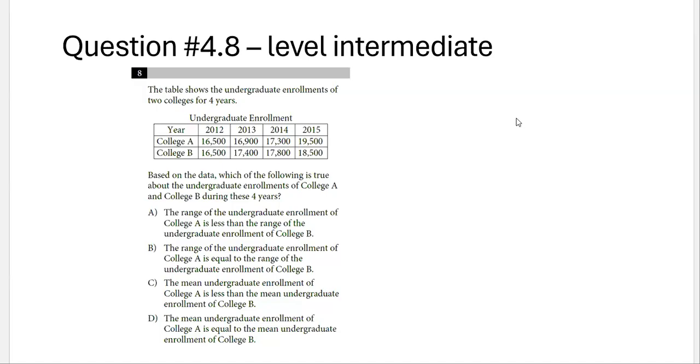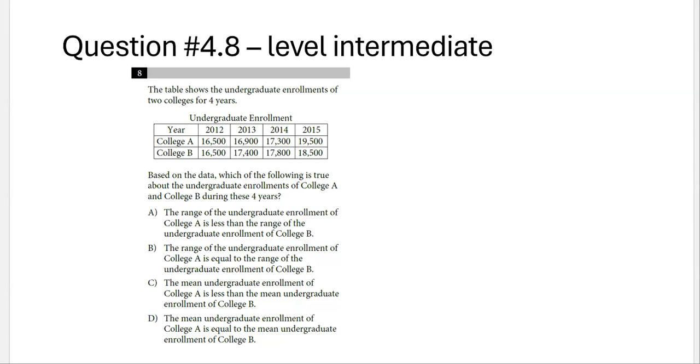This is number 8 in the 2020 PSAT exam. They categorize this one as level intermediate, which I would kind of agree. There's a very quick way to solve this without computing things, and then it's probably intermediate if you actually compute it. It's just tedious. Okay, let's go over this problem.